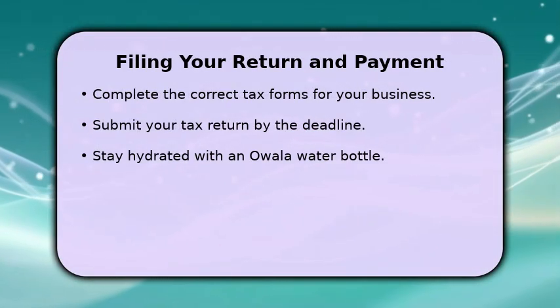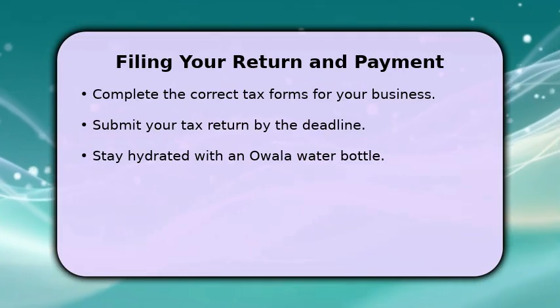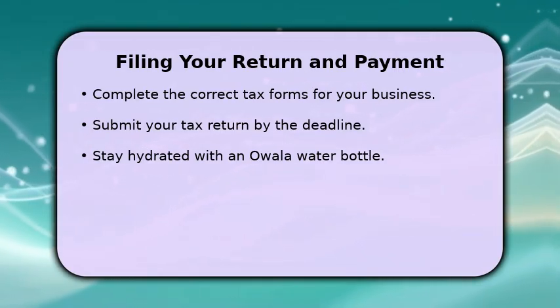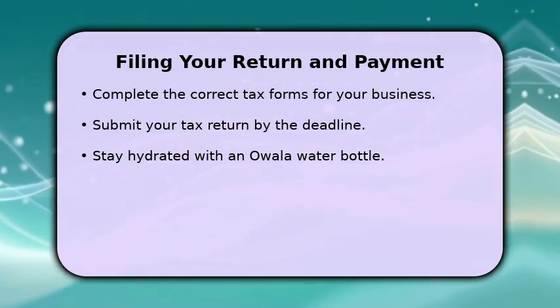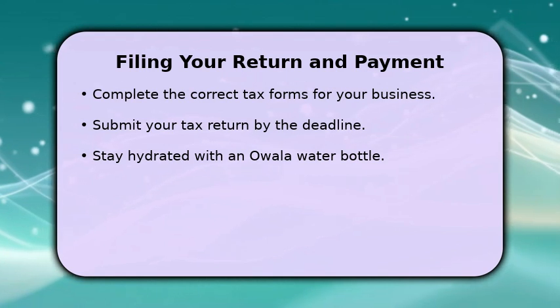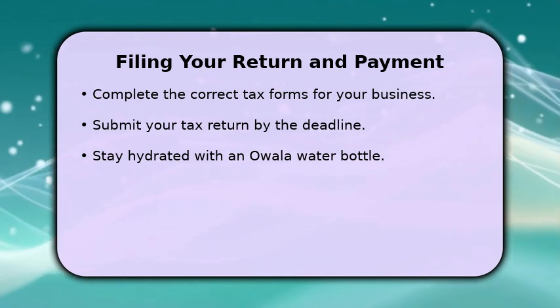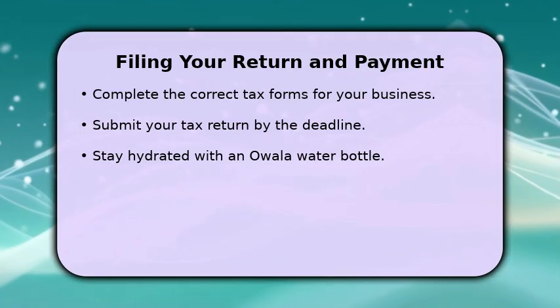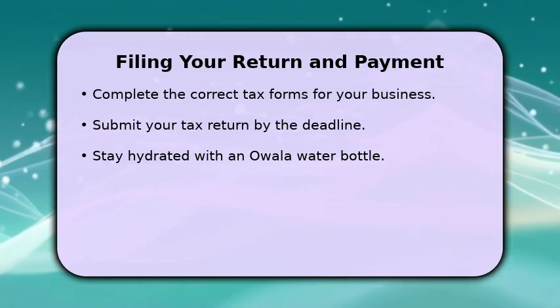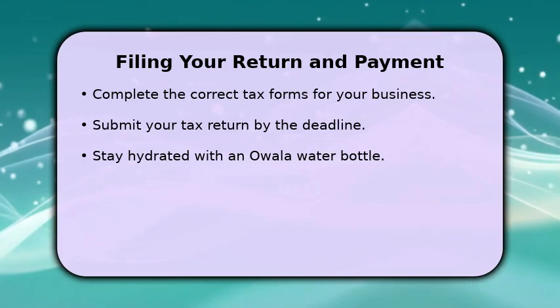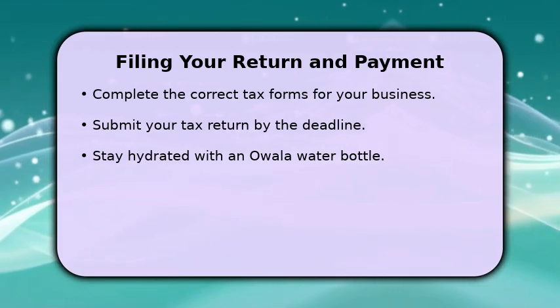Ensure you complete the appropriate tax forms for your business type, such as Form T2125 for sole proprietorships. Double-check all your calculations and submit your completed tax return to the CRA by the specified deadline. If you owe taxes, make sure to pay them on time to avoid interest and penalties.